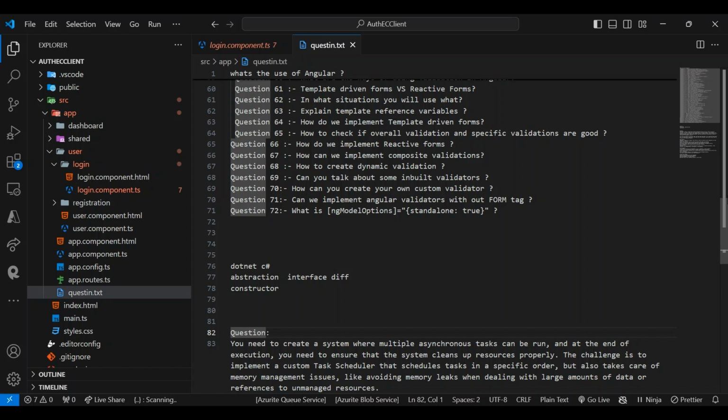Then, for some scenarios, they ask which option you would choose: Angular 17, 18, or older versions like 15 or 14. They also ask that if you have to migrate from Angular 14 to 18, what steps you would use or what steps are needed.